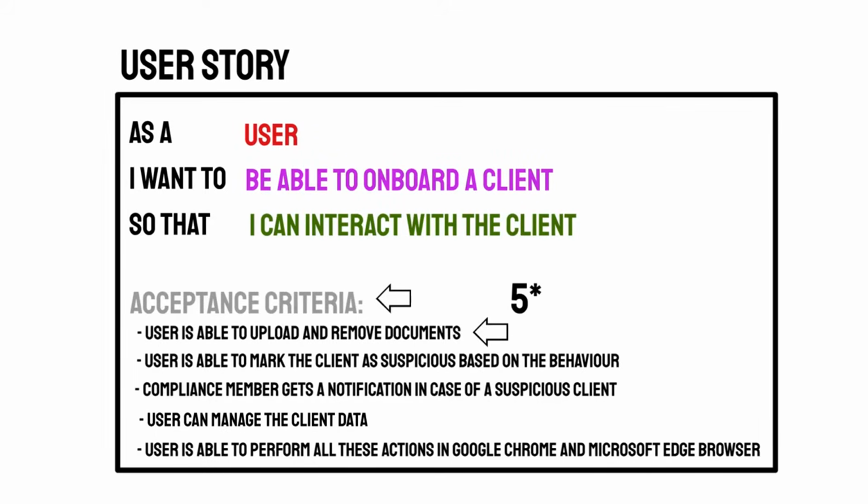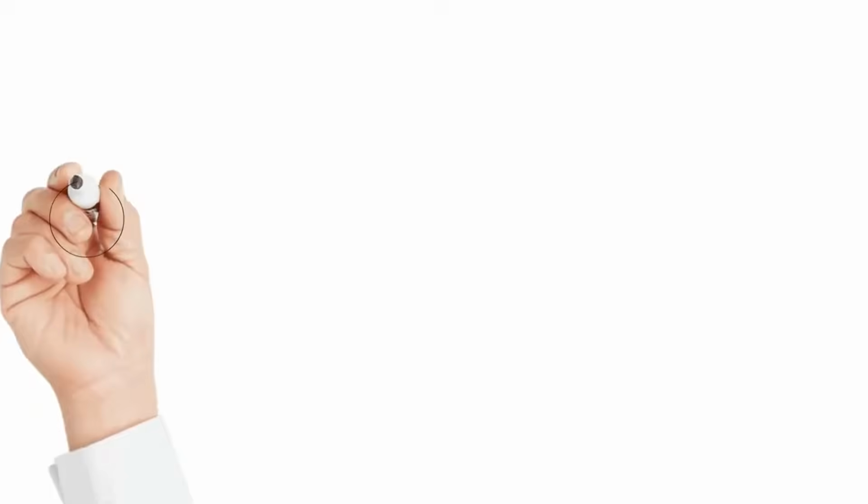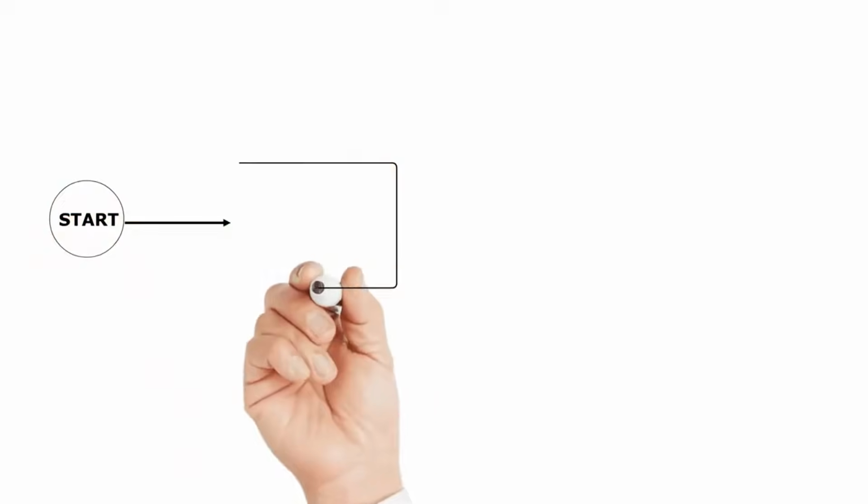If you think that splitting by acceptance criteria is not good enough, let's have a look at criteria 2 and 3. The user is able to mark the client as suspicious, and compliance gets a notification whenever that happens. This sounds like a workflow in the application. So let's have a look at such a workflow. Let's assume another business analyst, or even you, has drawn the following diagram.